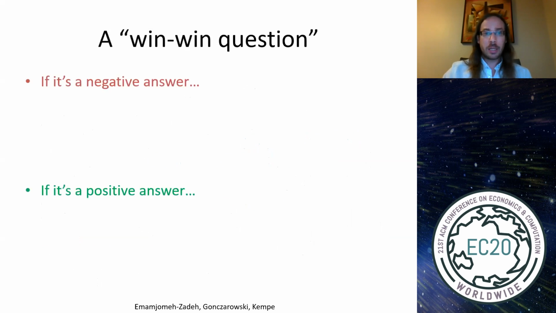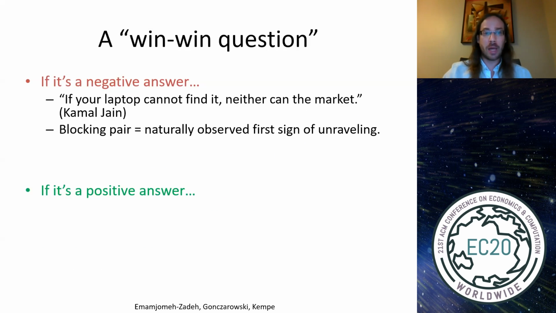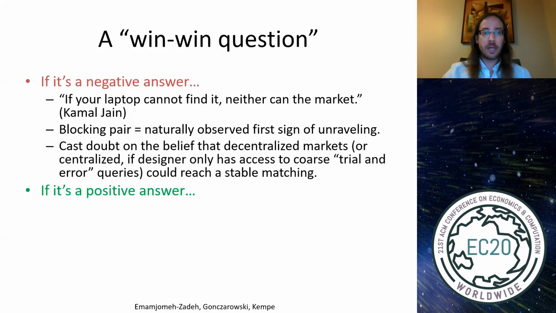The reason I like this question is that it's a kind of win-win question. If there's a negative answer to this question, then thinking back on Kamal Jain's quote, if your laptop cannot find a certain solution concept, neither can the market, and thinking about a blocking pair as somehow the naturally observed first sign of a matching unraveling, then a negative answer would cast doubt on the belief that decentralized markets, or even centralized if the designer only has access to coarse queries of trial and error, could reach a stable matching.